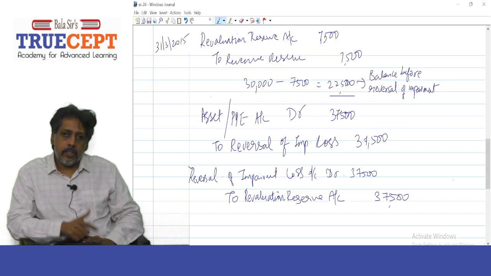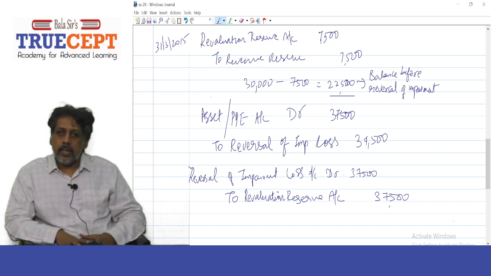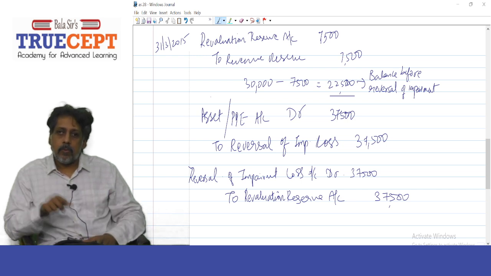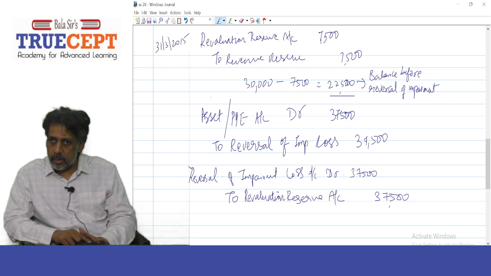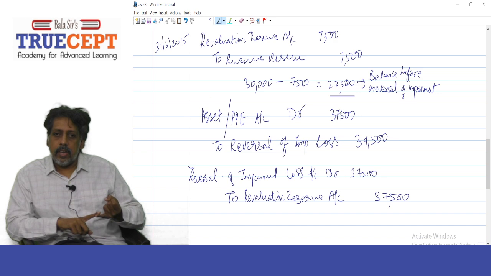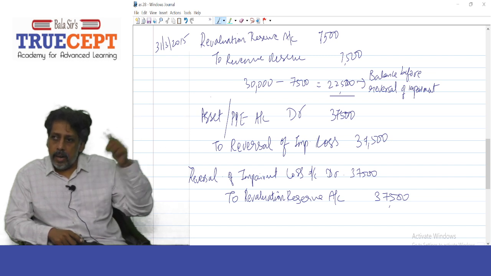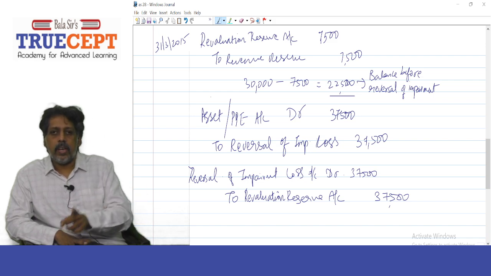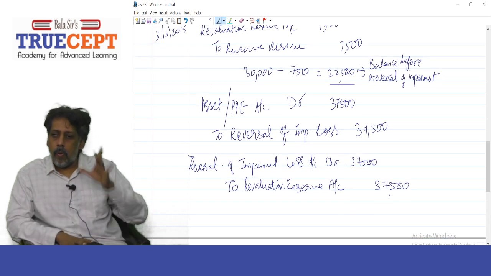Just see the journal for the 37,500. Asset account debit, increase the asset value by debiting 37,500. And to reversal of impairment loss, what do you credit? You credit all incomes and gains, right? It's a gain, because the asset value is increasing. And then what is the next entry? You debit reversal of impairment loss and credit revaluation reserve or surplus account. How much? 37,500. So what is the balance now? 60,000 is the balance. Is that clear? Yes, sir. A wonderful sum.